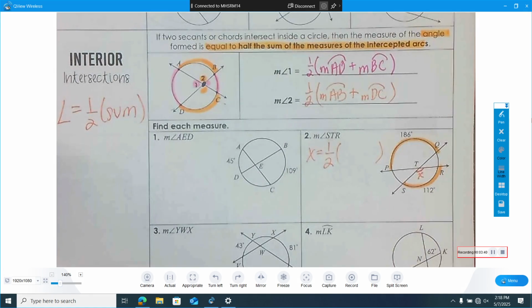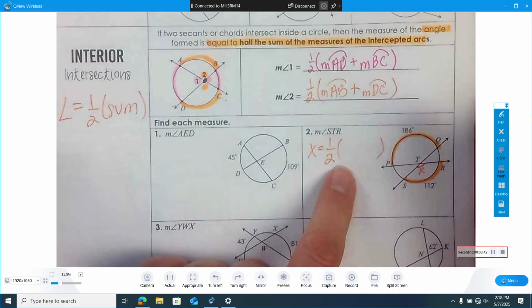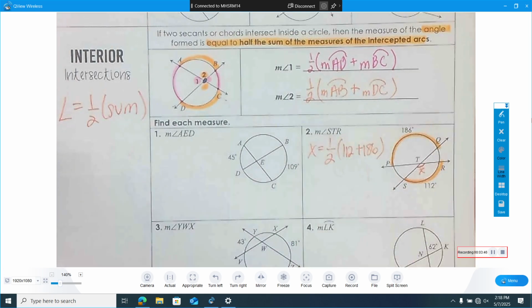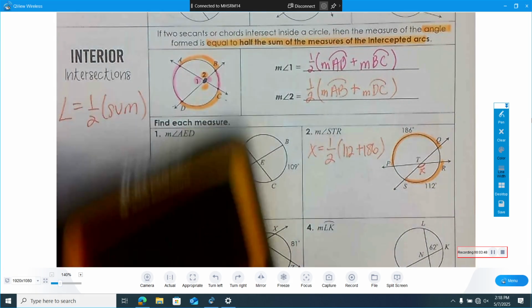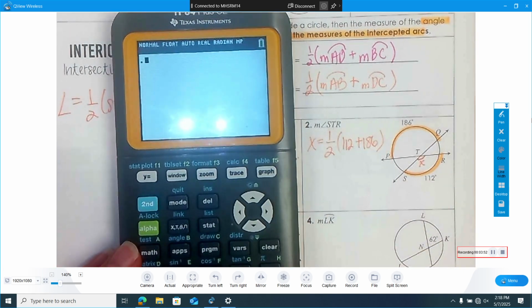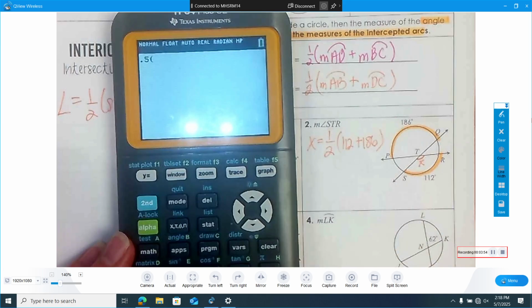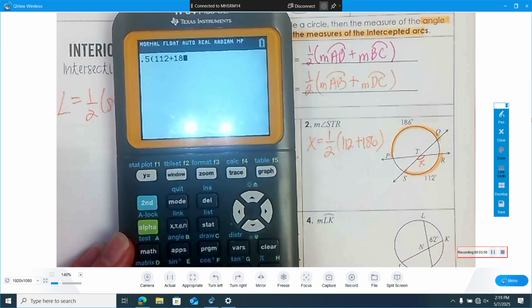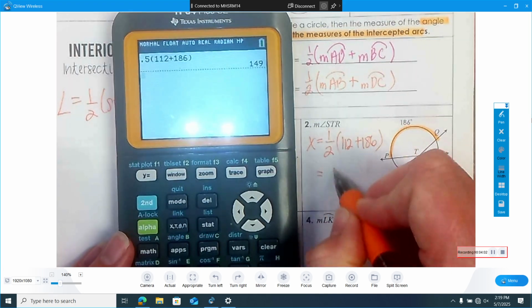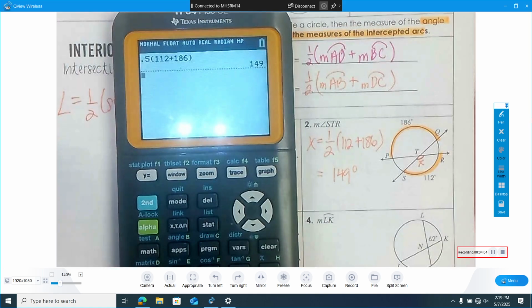So what should I write down? 112 plus 186. All right. Super simple. I'm just going to plug this into my calculator. Instead of typing 1/2, I'm just going to use the decimal 0.5 times 112 plus 186, and we get 149. So half the sum, very easy.